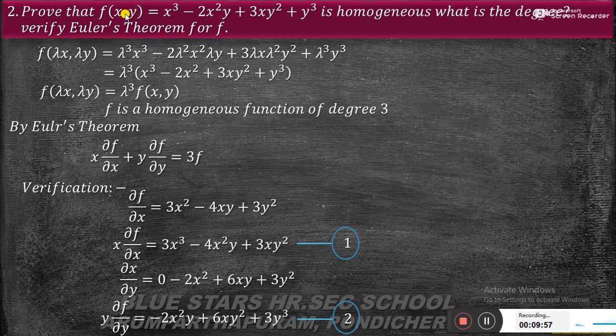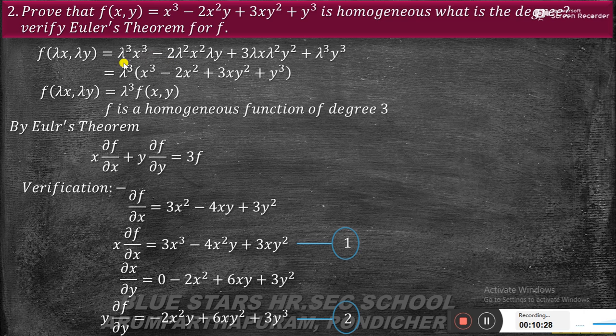First write the given function: f(x, y) = x³ − 2x²y + 3xy² + y³. The next step: I take f(λx, λy), that means x = λx, y = λy, and I substitute in the above function. So f(λx, λy) = (λx)³ − 2(λx)²(λy) + 3(λx)(λy)² + (λy)³.